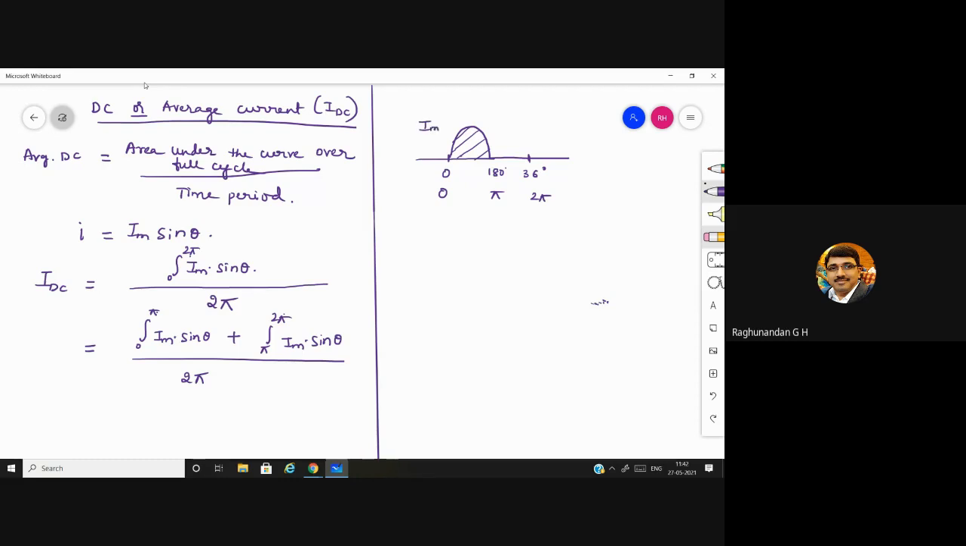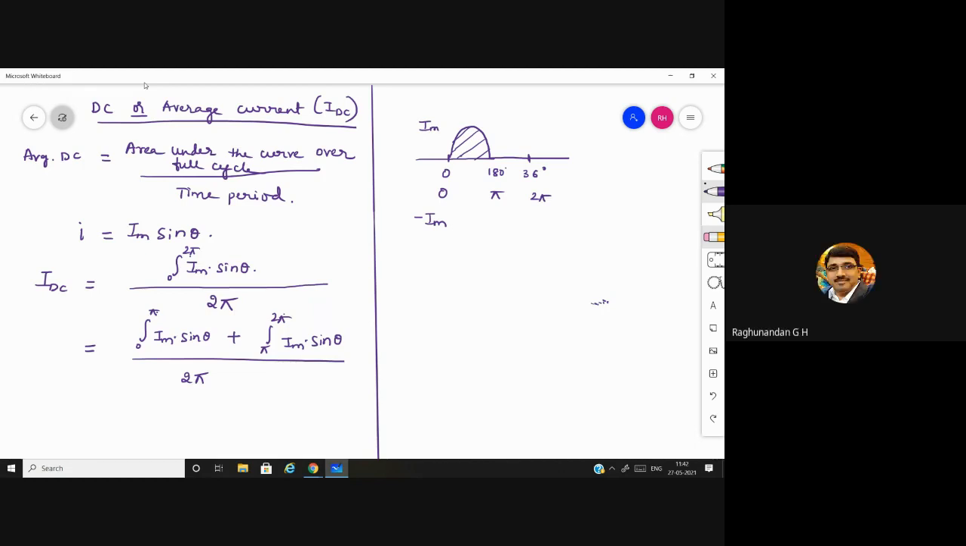Peak current is Im only. Somewhere here you get minus Im. Look into the figure and tell me, what is the Im value from 0 to pi and what is the Im value from pi to 2 pi? From 0 to pi it is Im, from pi to 2 pi it is 0.